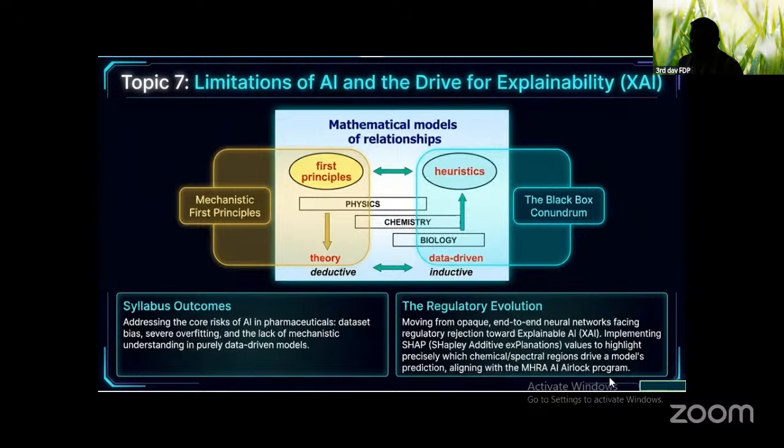In the case of regulatory evolution in future, it is moving from opaque end-to-end neural networks facing regulatory rejection towards explainable artificial intelligence models, by implementing SHAP values to highlight precisely which chemical or spectral region drives a model's prediction, aligning with the MHRA AI Airlock program.